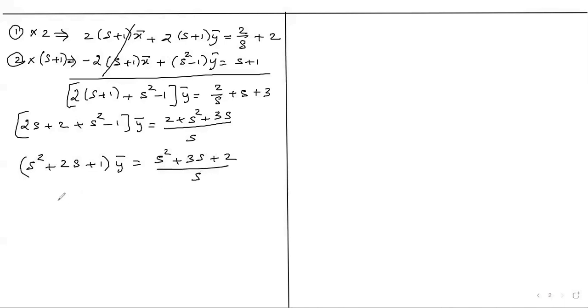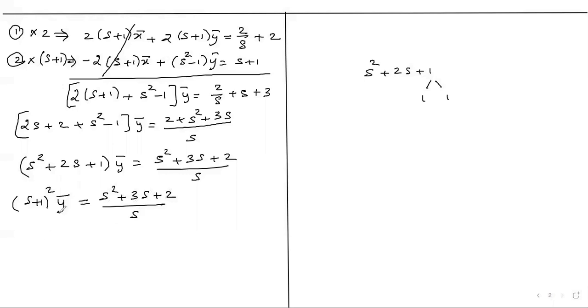And now we need just y bar. So y bar, and similarly here s square plus 2s plus 1. You can just factorize it. It's like x square plus 2x plus 1. When you factorize it, it becomes, see, 1 times 1 is positive 1, 1 plus 1 is 2. So we are getting the answer as s plus 1. The factors are positive 1 twice. So s plus 1 the whole square times y bar equals s square plus 3s plus 2 over s.